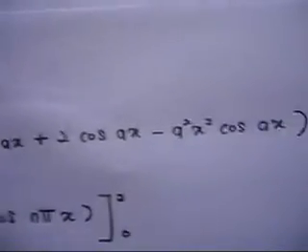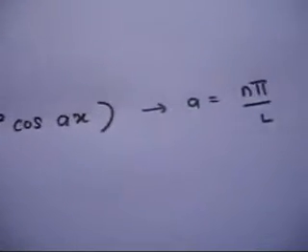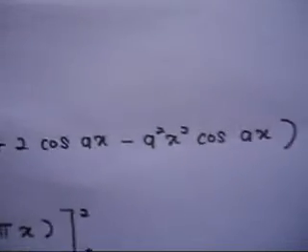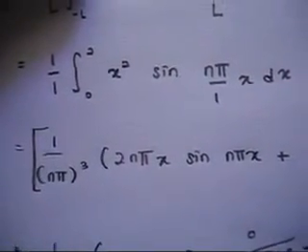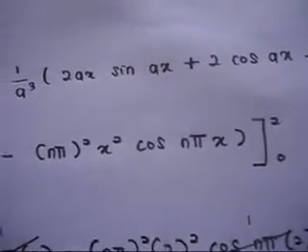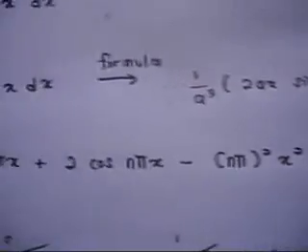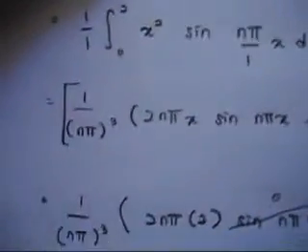The value of a is equal to n pi over L. So we insert the value of n pi over L into a, and the equation of integration of x squared sin n pi over 1 x will be like this. So we insert the values 2 and 0 into x, and the expression of the equation will be like this.